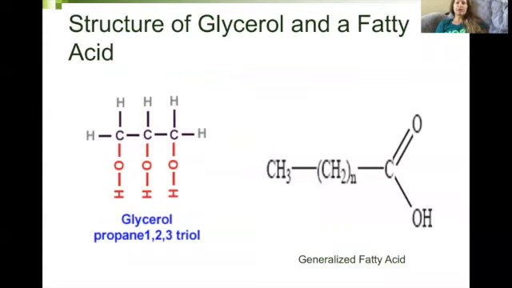Just a picture of a glycerol and a fatty acid. And yes, you will have to be able to identify these and draw these.